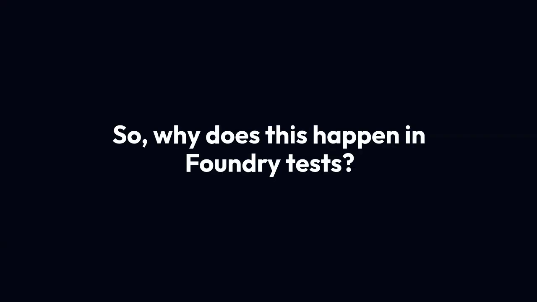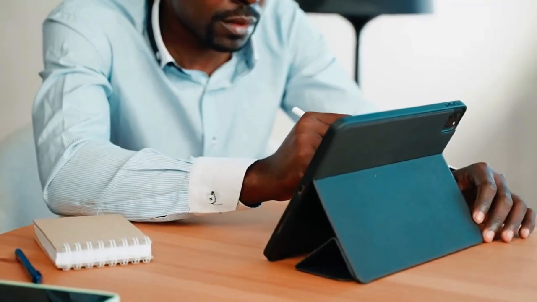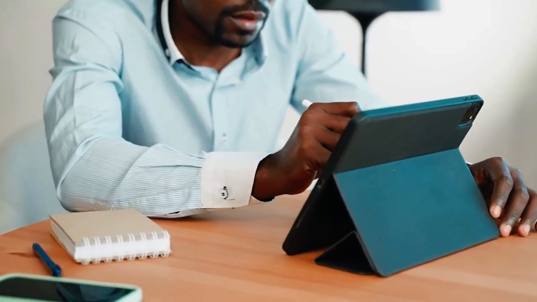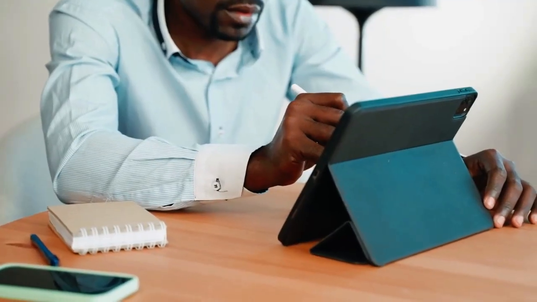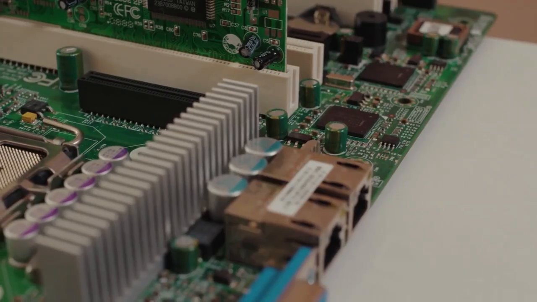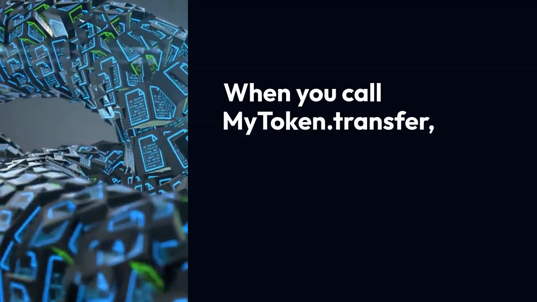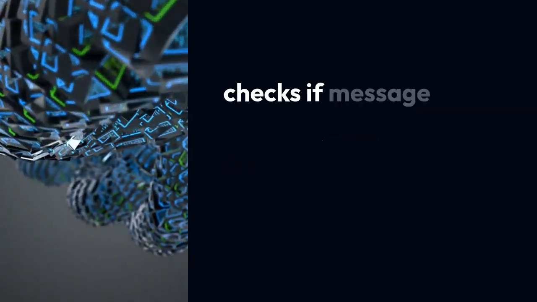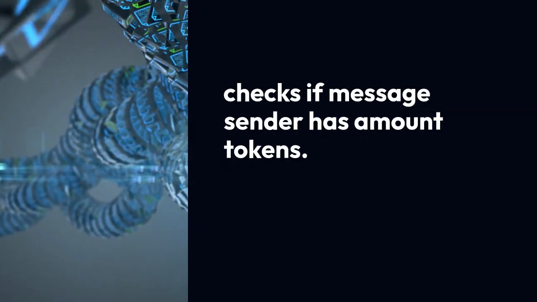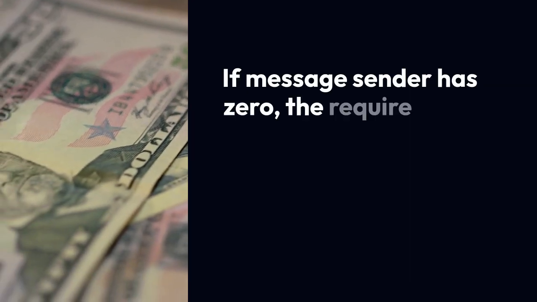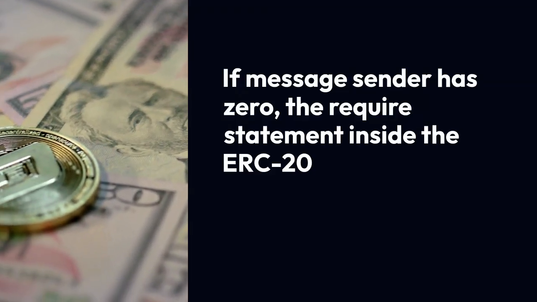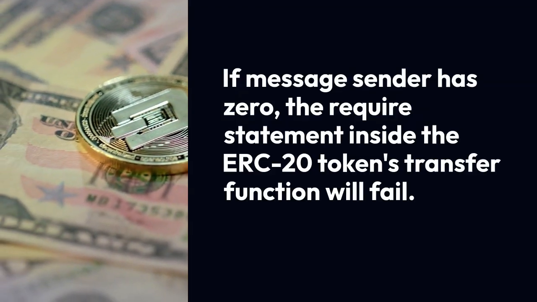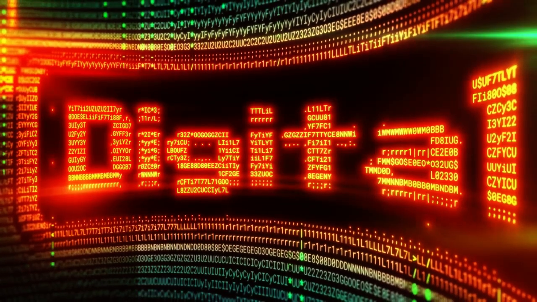So, why does this happen in Foundry tests? First, by default, your test contract, which is msg.sender for many calls, starts with 0 Ether and 0 tokens. It's an empty wallet. When you call myToken.transfer(recipient, amount), the transfer function checks if msg.sender has amount tokens. If msg.sender has 0, the require statement inside the ERC20 token's transfer function will fail. This leads directly to the revert.